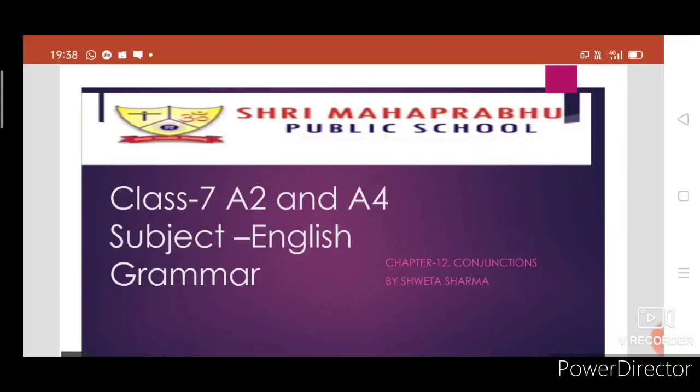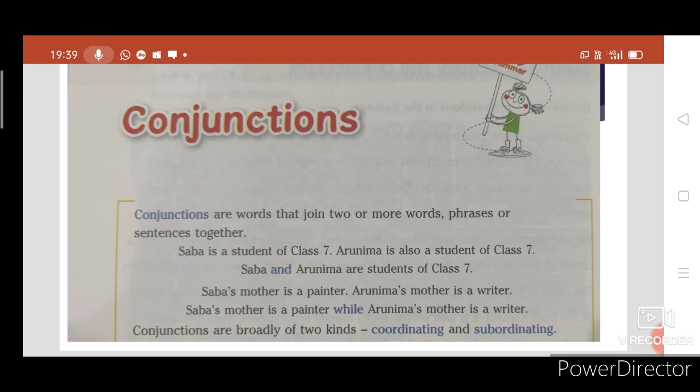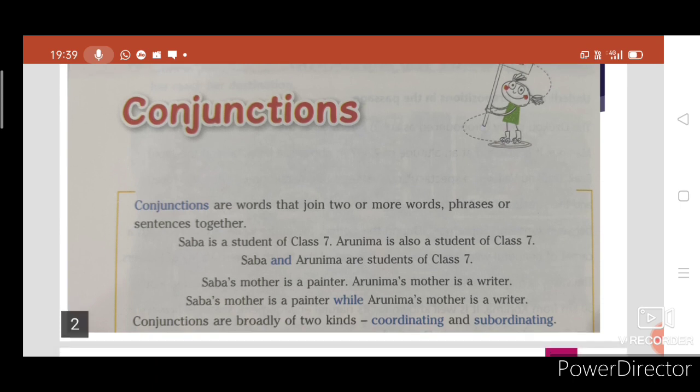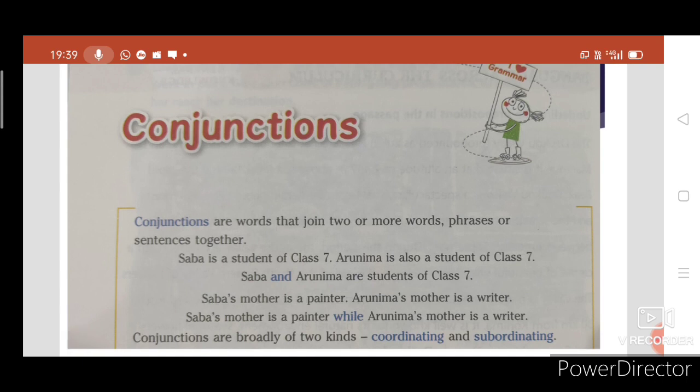So today we are going to start a new chapter from your English grammar, Chapter 12, conjunctions. Now what do you mean by conjunction? I'll tell you the meaning of conjunctions. Conjunctions are words that join two or more words, phrases or sentences together.